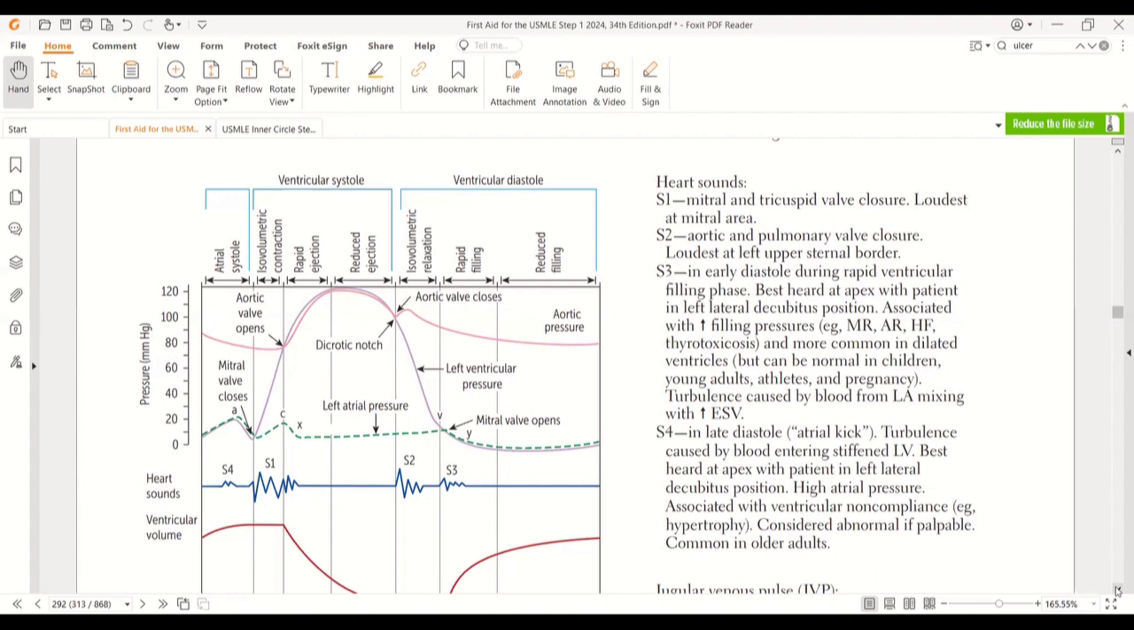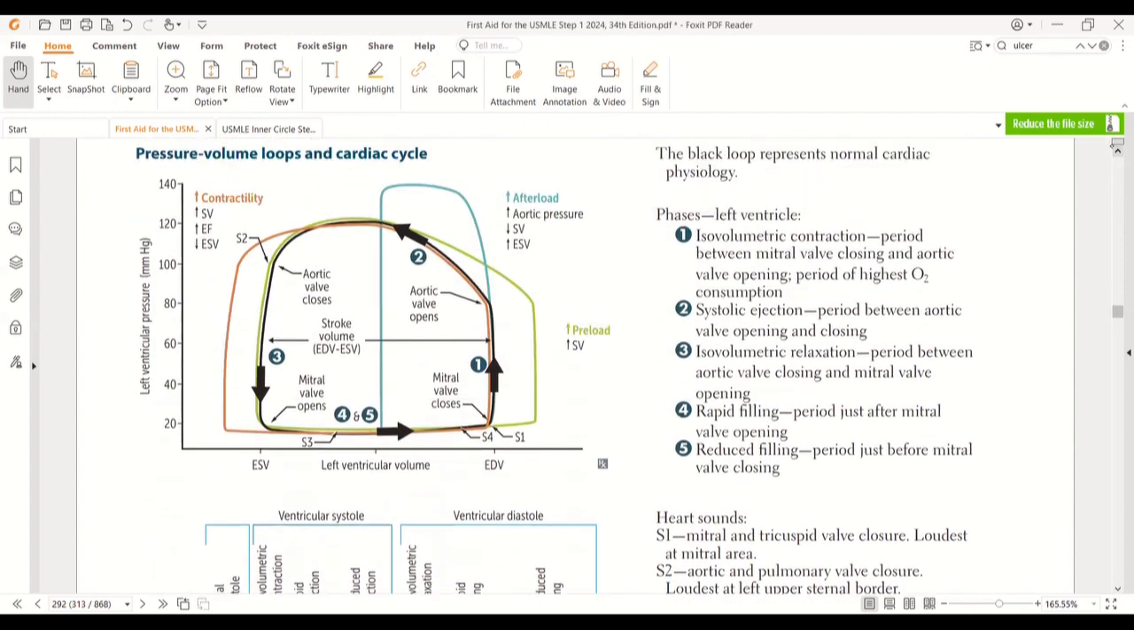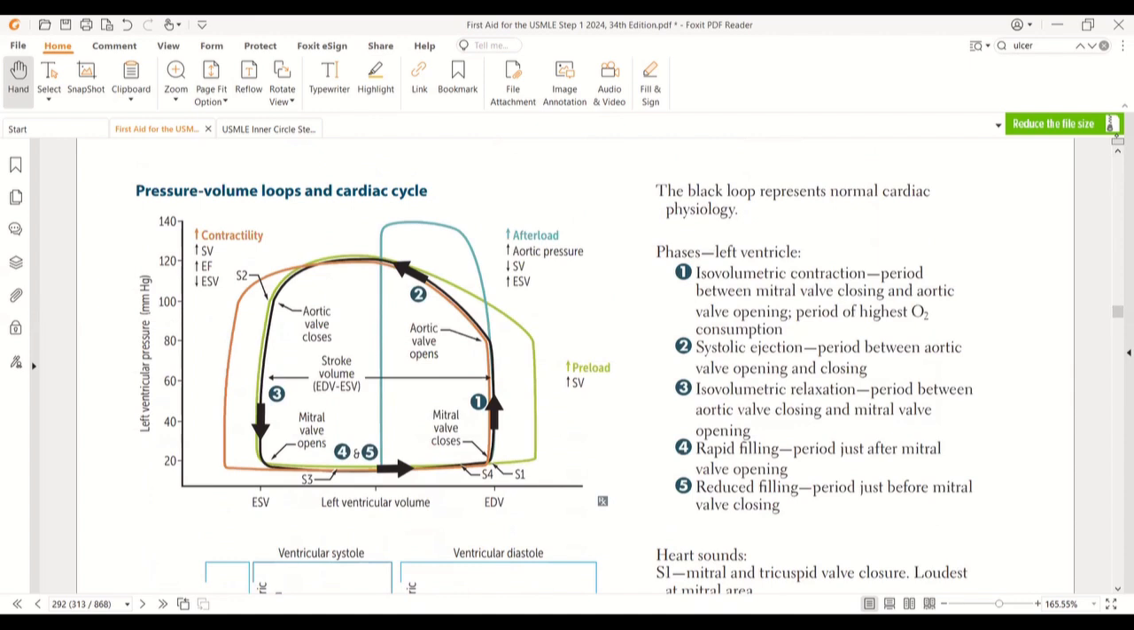Can I just clarify one thing in the previous pressure volume loop? I want to confirm the conditions in which afterload increases. Is it aortic stenosis only? No, is there any other condition? Hypertension.